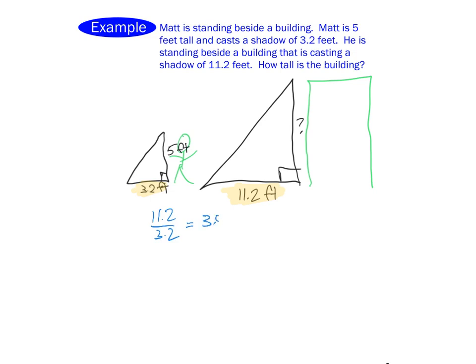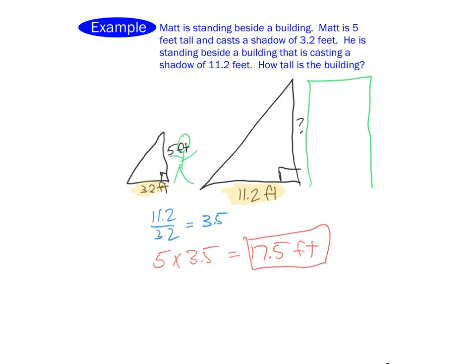3.5, which means that the shadow for the building is 3.5 times bigger than Matt's shadow. So it would also stand to reason that the height of the building is 3.5 times bigger than Matt's height. So our next calculation will be Matt's height, 5 feet, times 3.5, and that's going to be 17.5 feet, and that is your final answer.